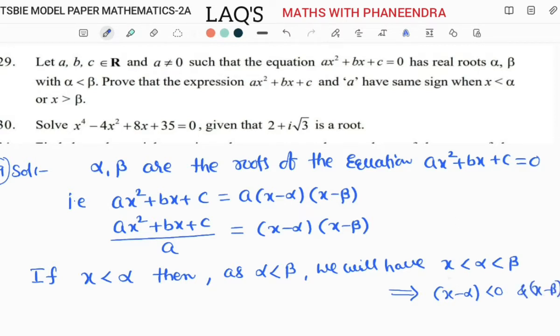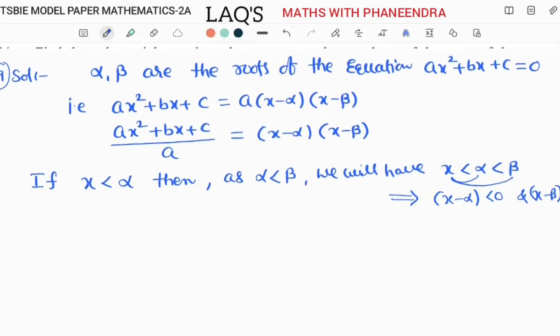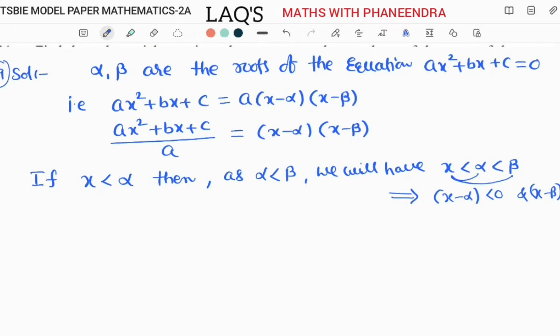Sir, how are you writing directly? X is less than alpha means we can take alpha this side, x minus alpha is less than 0. X is less than beta means x minus beta is less than 0. So both the conditions we have here. I hope you understand. So x minus alpha is less than 0, x minus beta is less than 0. That implies the product x minus alpha into x minus beta is obviously greater than 0. Negative into negative: x minus alpha is less than 0 means negative value, x minus beta is less than 0 means negative value. Minus into minus is plus, so it is greater than 0.